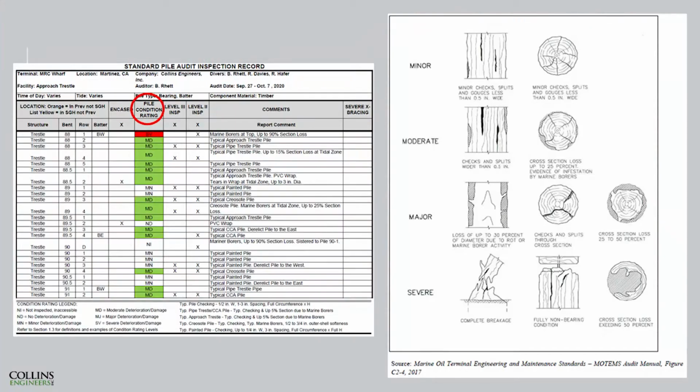There are lots of different ways to display this data. On the left there is a tabular format and how we would correspond that back to those condition ratings I showed earlier. So now you can take the information, lump them into a category, and display it all in a way that's easy to understand, to see which ones are moderate, which ones are severe. This is MOTEMS, the marine oil terminal standards, but you could do it with any standards.